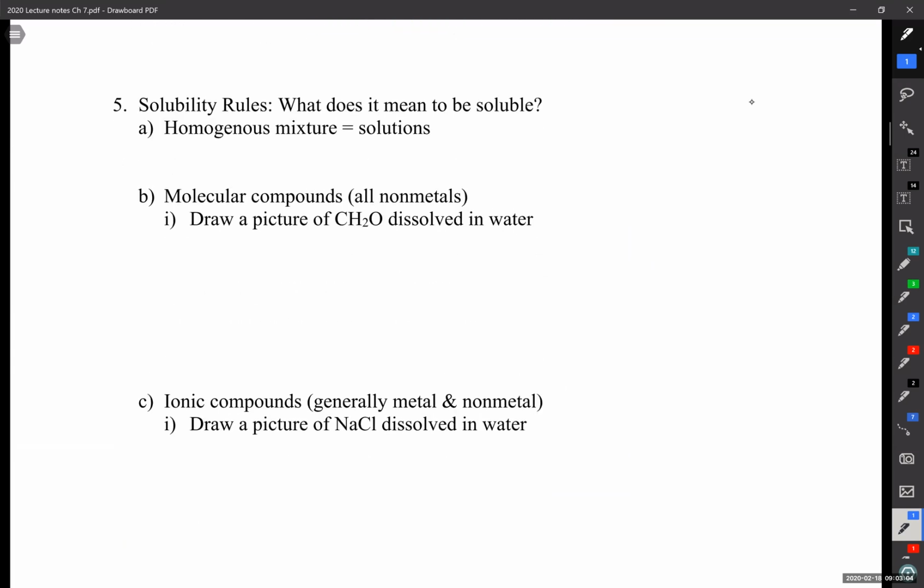So we talked about what it means to be soluble. Something soluble makes a homogeneous mixture, which means it's clear. There's nothing floating around, no floaties in it, right? So a homogeneous mixture is a solution. We can tell it's a solution because it's clear. All right. It might be colored. It could be yellow. It could be green. It could be blue. Right. But it's homogeneous.